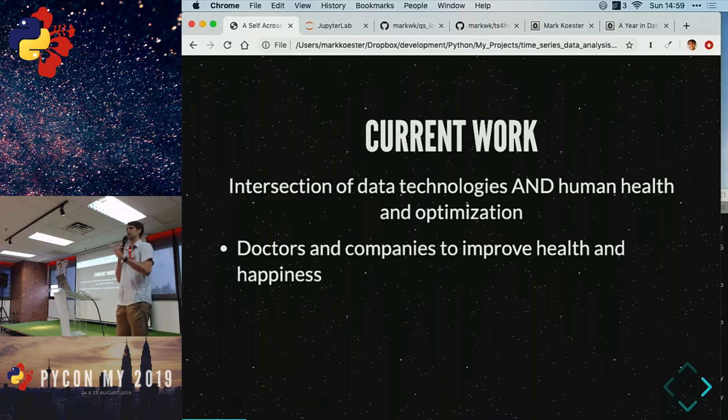I think we all know this, Malaysia, all of Asia, all of the world, we're kind of in a health crisis, right? People are more stressed, they're not sleeping, they have diabetes, all of these problems. I personally believe that there's a role to play for data and technologies, but we really haven't figured it out.